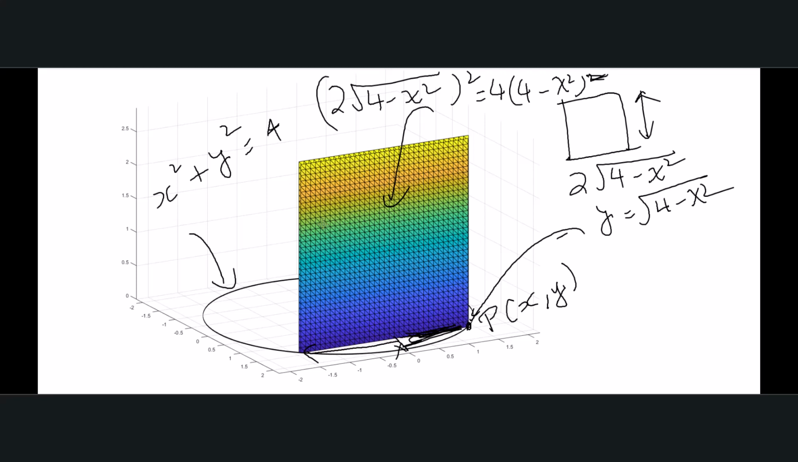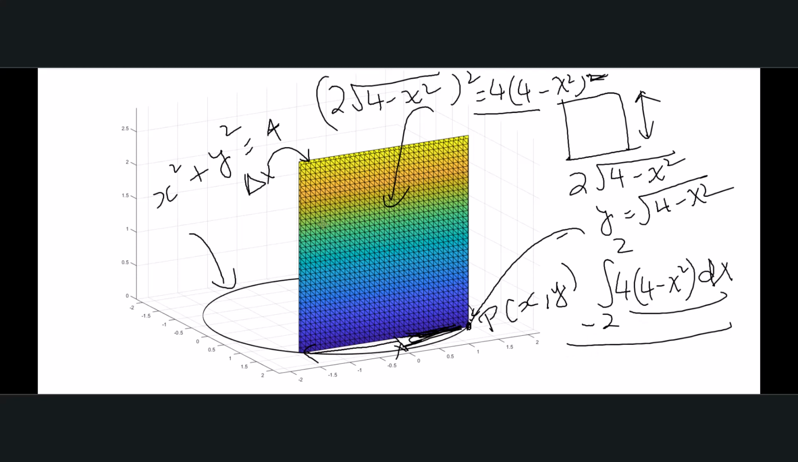Now, the thickness, let's take the thickness as delta x. So when we integrate all these pieces from -2 to 2, all these volumes, this is the area of a face, and this is the volume of a basic element. So this integral will give us the entire volume.